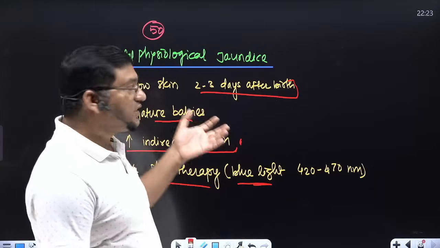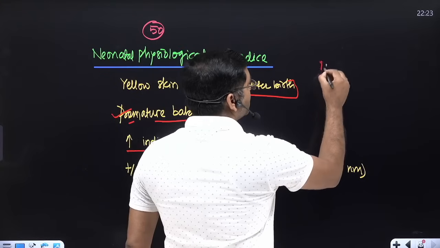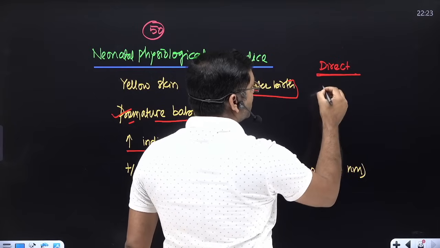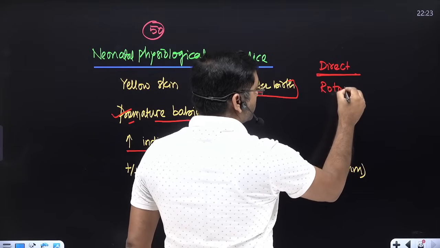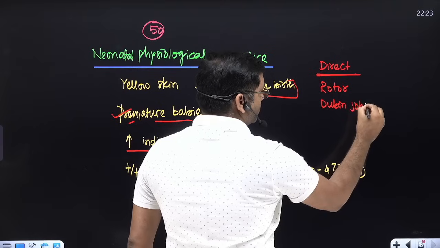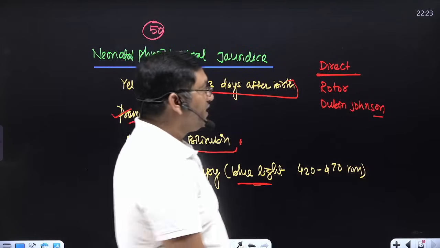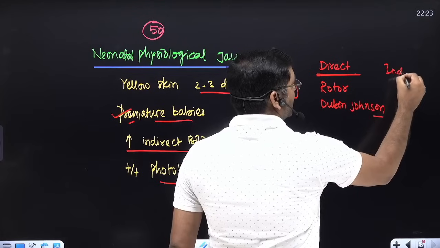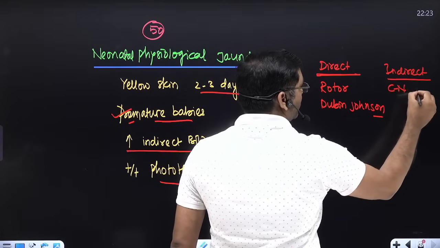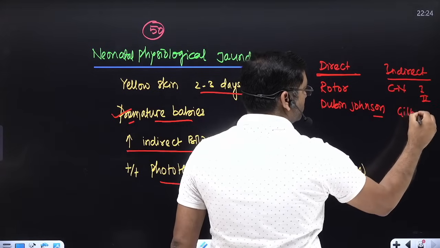There are also congenital disorders related to bilirubin. If there is an increase in direct bilirubin, the congenital causes include Rotor syndrome and Dubin-Johnson syndrome. For raised indirect or unconjugated bilirubin, the causes are Crigler-Najjar type 1 and type 2, and Gilbert syndrome.